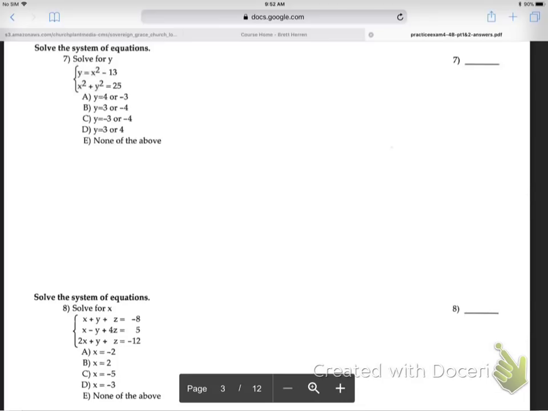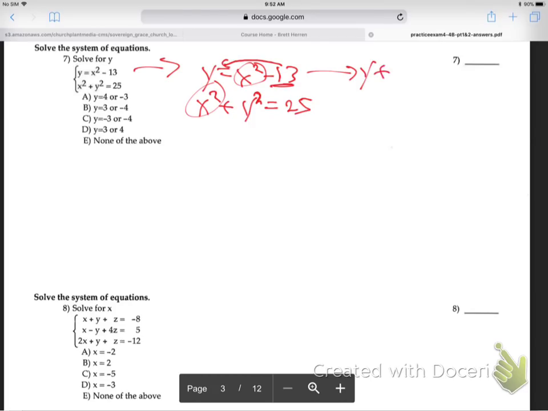But the quicker way, let me redo it again real quick. Going back here: y equals x squared minus 13, and x squared plus y squared is 25. The better way: they both have an x squared, so solve for x squared in one of them and plug into the other. It doesn't matter which one. I'll take this first one and move the minus 13 to the other side. So y plus 13 is x squared. See what I did there? I just moved the minus 13 to the other side of the equal sign.